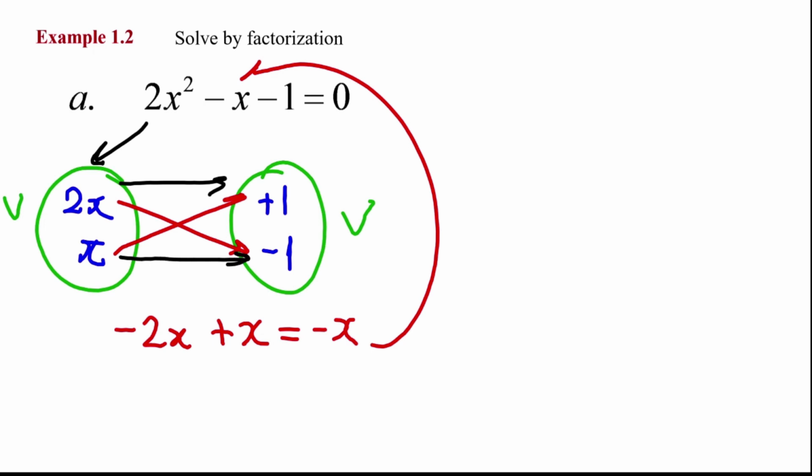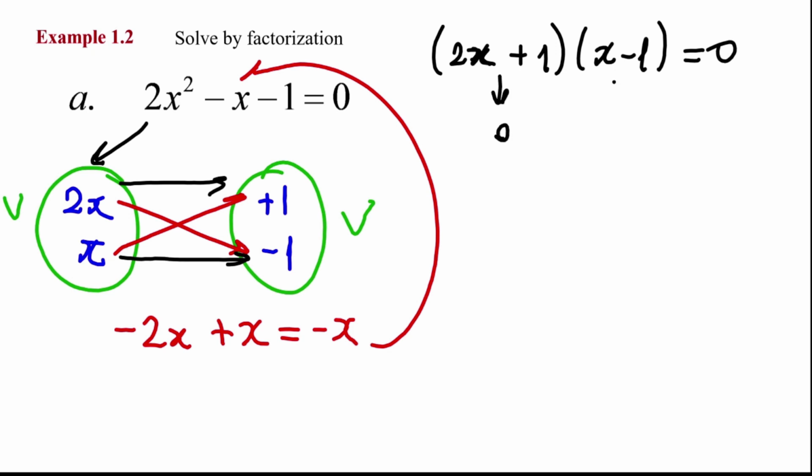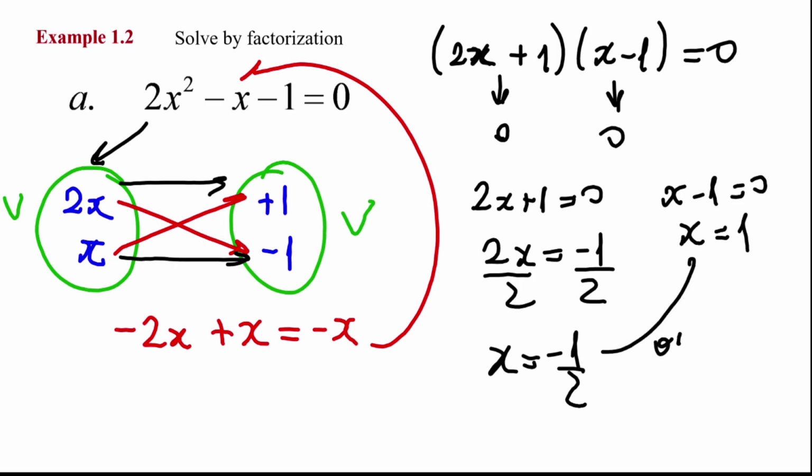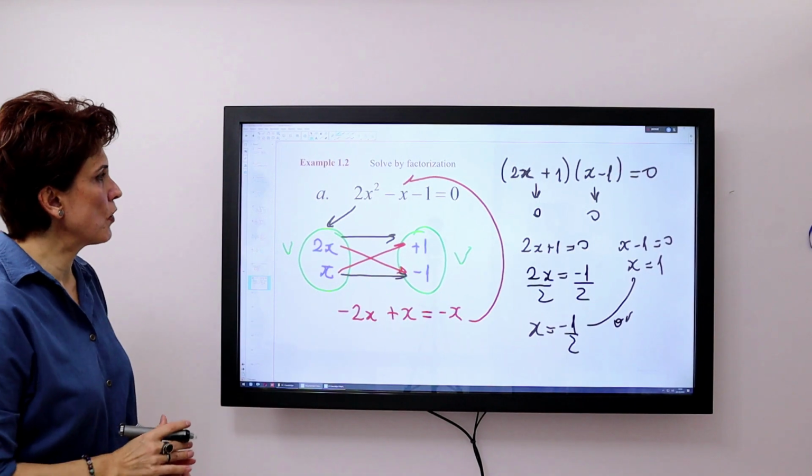Got it? It means that 2x plus 1 times x -1 is 0. I have to be careful too. Okay? Here, the first one is 0, the second one is 0. 2x plus 1 is 0, 2x is -1. If we divide both sides by 2, x is -1/2. Got it? Here, x -1 is 0, x is 1. So, they are the solutions of this equation.